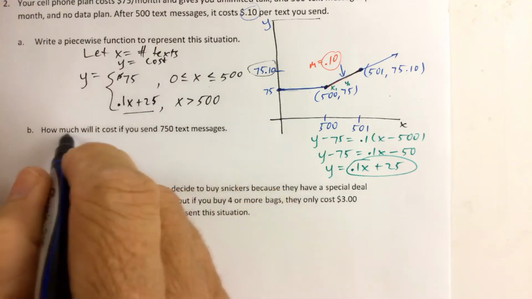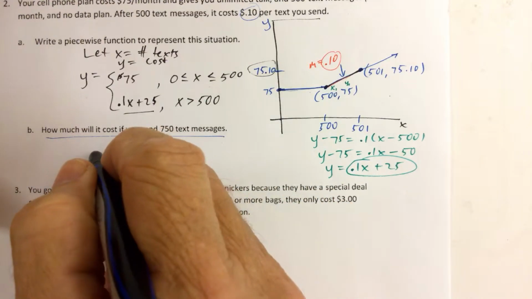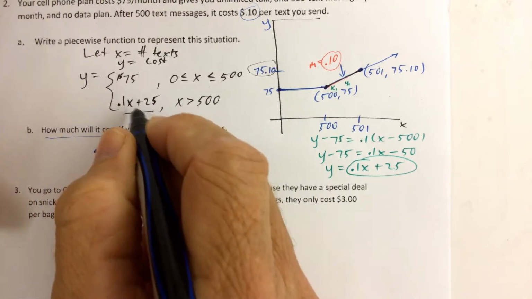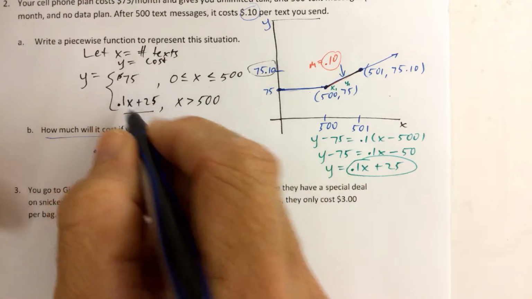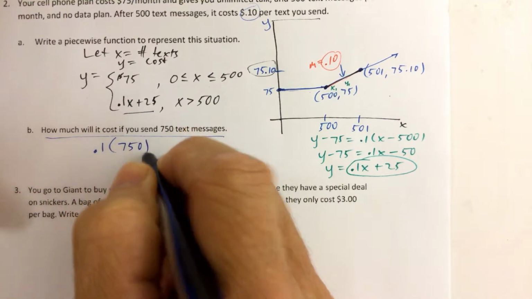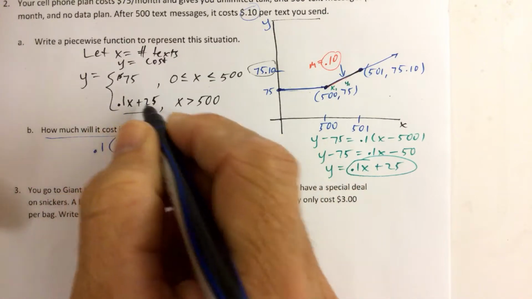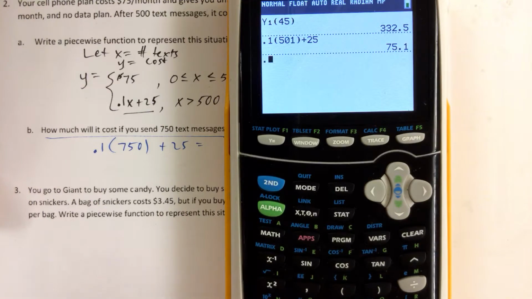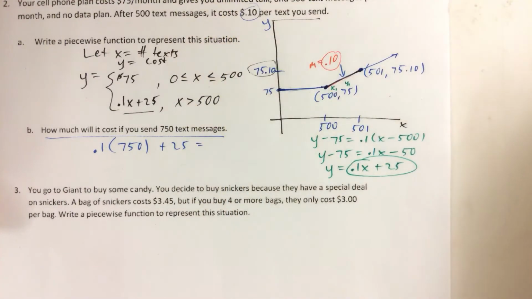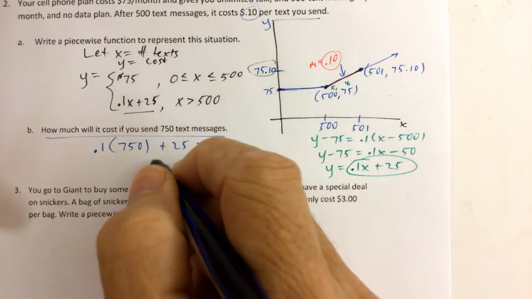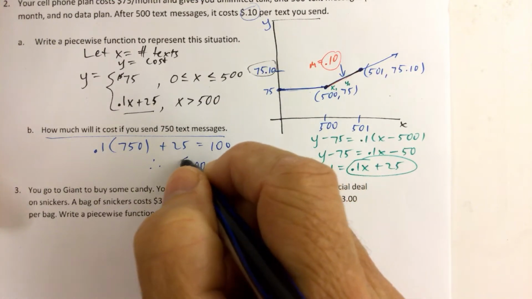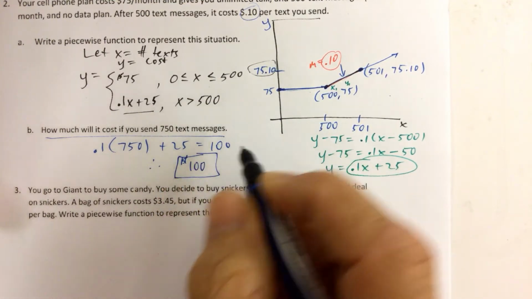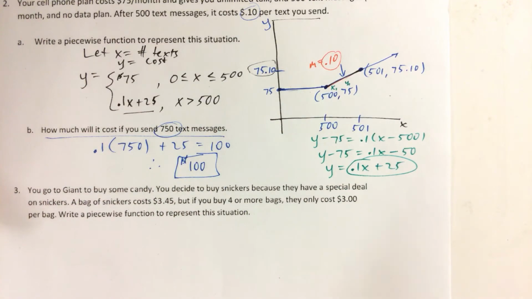Then the question is, how much would it cost if you sent 750 text messages? Since 750 is greater than 500, you would replace x with 750 in the second piece of your piecewise function, and you would get 0.1 times 750, which is 75, plus 25, which is 100. So you would pay $100 if you sent 750 text messages.